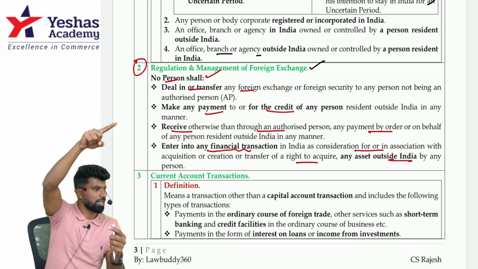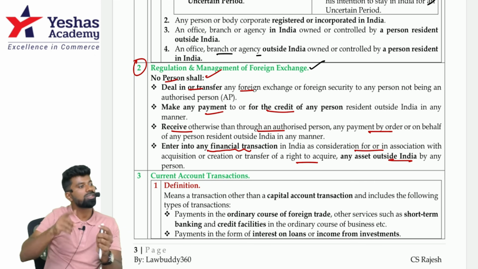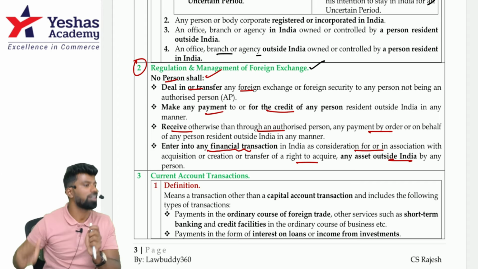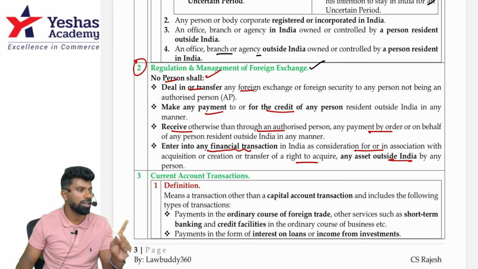You are in USA. Because you are paying money on behalf of me in the USA, I will do something on behalf of you in India. Is it allowed or not allowed? Not allowed. Because it is considered as what? Indirect dealing in foreign exchange.